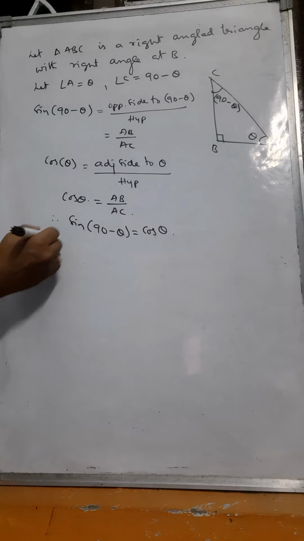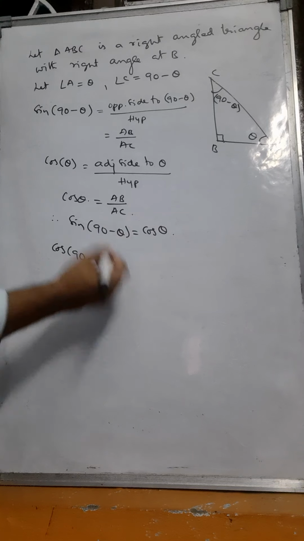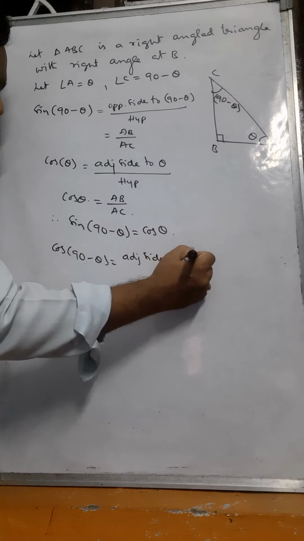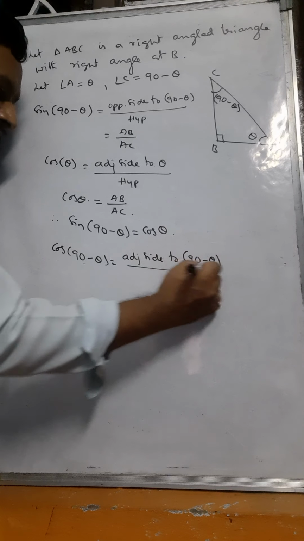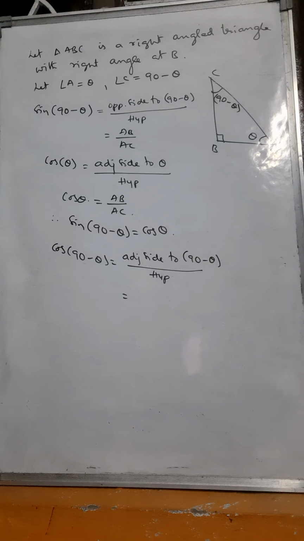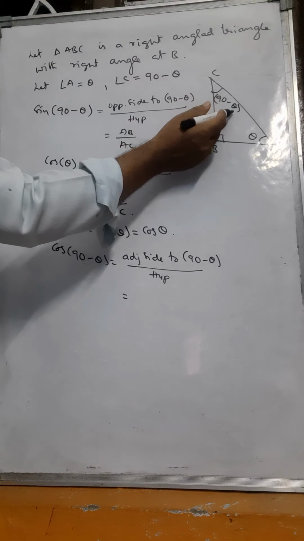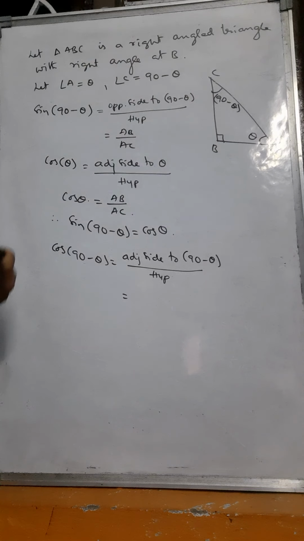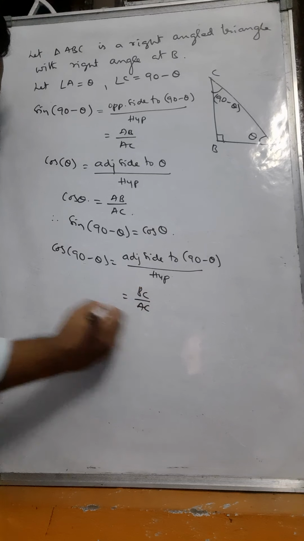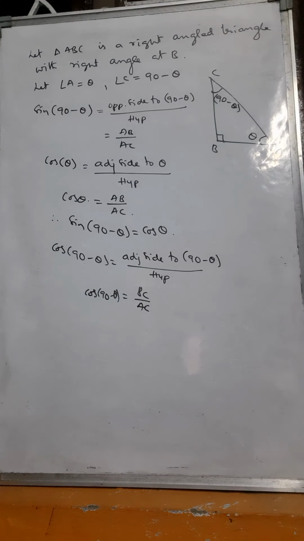What about cos 90 minus theta? Cos 90 minus theta is equal to, what is the formula? Adjacent side to angle 90 minus theta by hypotenuse. Here it is 90 minus theta. What is the adjacent side? That is BC. So BC by AC. So cos 90 minus theta is equal to BC by AC.